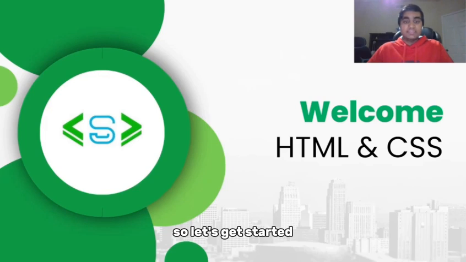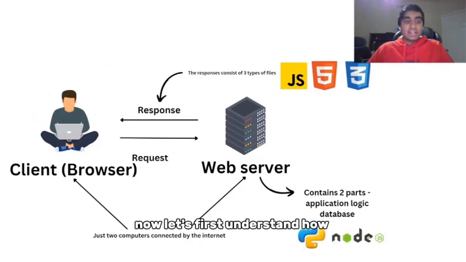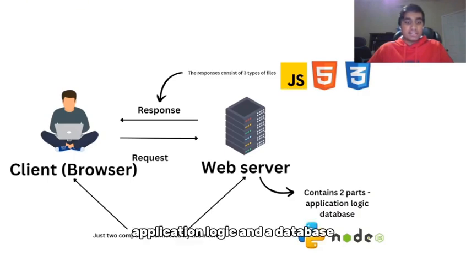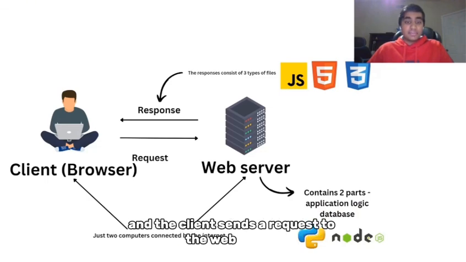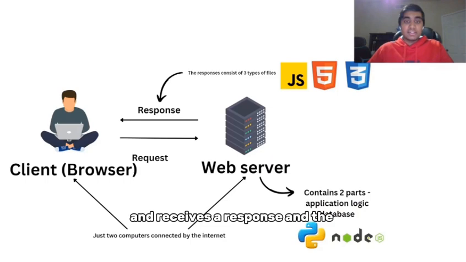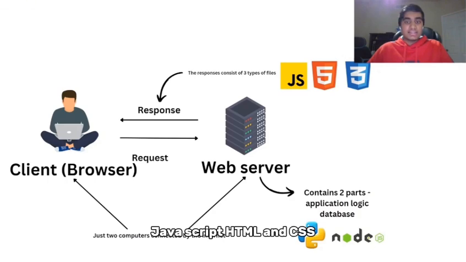So let's get started. Now let's first understand how websites work. There's one client, the browser, and there's a web server that hosts the website. The web server contains a two-part logic: application logic and a database. These are just two computers connected by the internet, and the client sends a request to the web server and receives a response. The response consists of three files: JavaScript, HTML, and CSS.